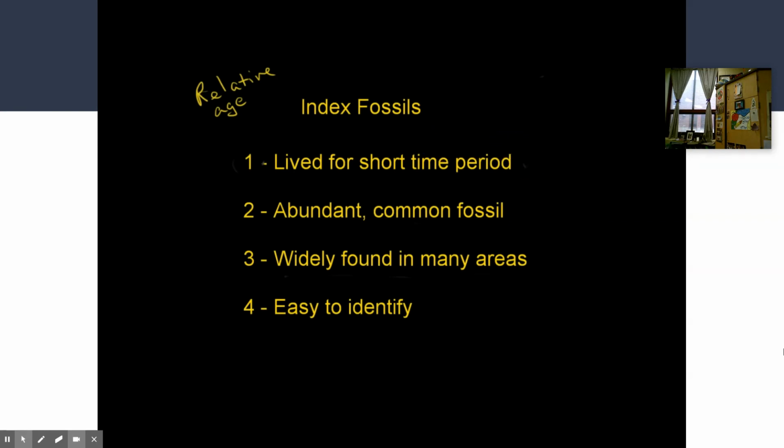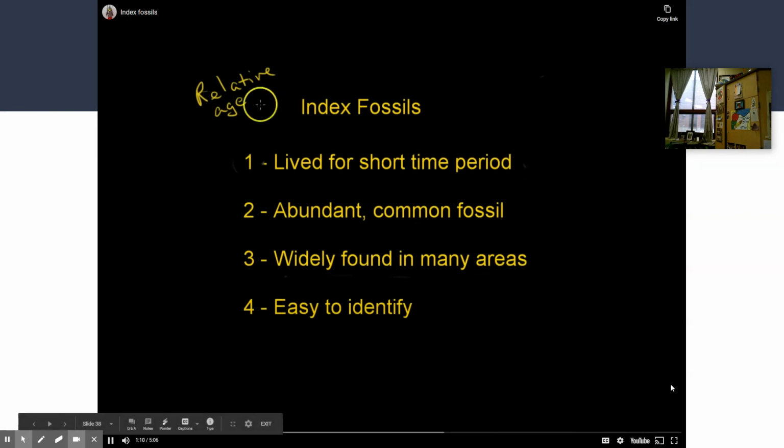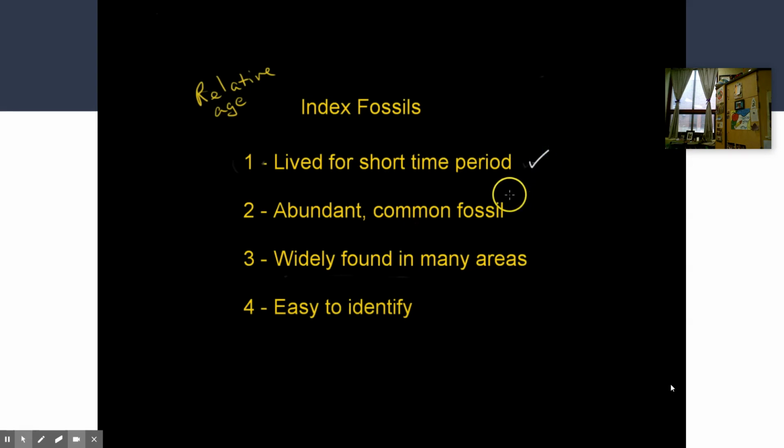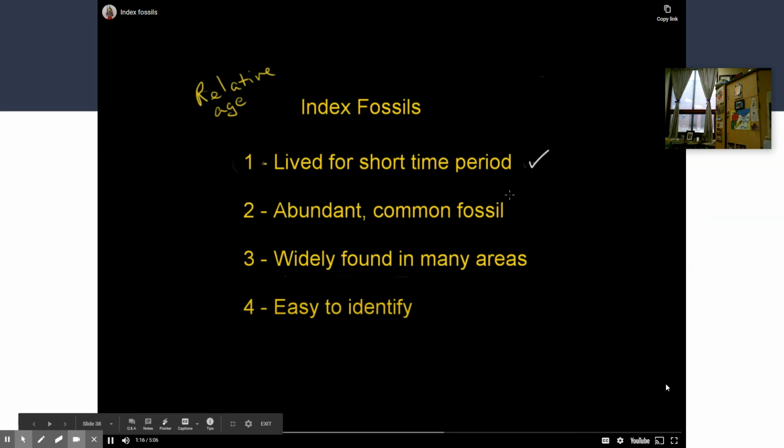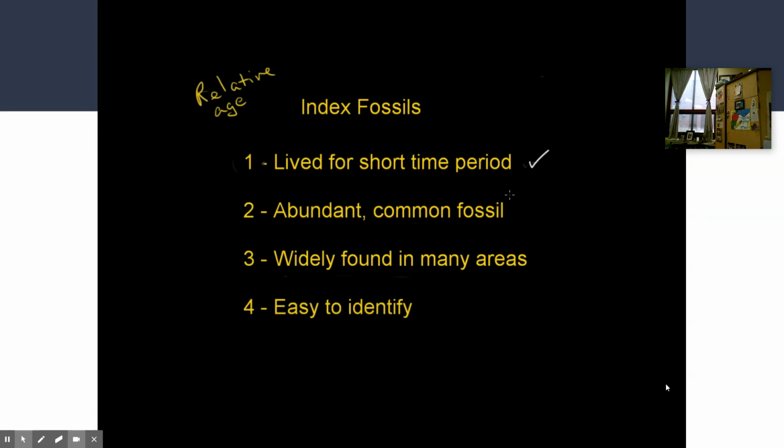First, the most important criteria for a good index fossil is that it lived for a very short period of time, and we know when that period was. So when we find that fossil, we know that layer represents organisms that lived during that specific time. And so when we find an index fossil, it tells us about the fossils all around it.